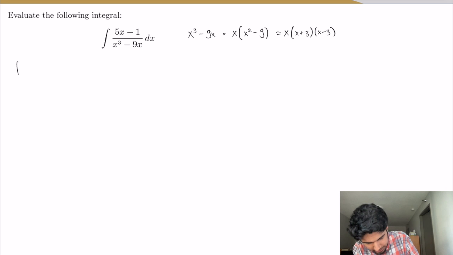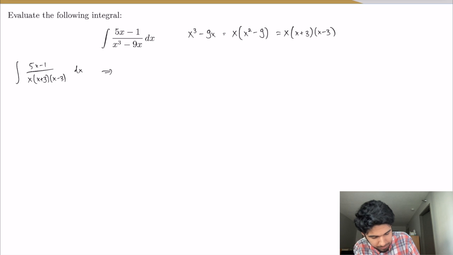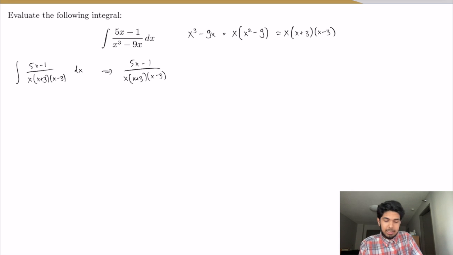So really, we're taking the integral of (5x - 1) over x times (x + 3) times (x - 3). And we're going to claim that we can decompose this fraction into the sum of some fractions. In this case, at least 3, because there are 3 distinct terms in our denominator. So let's find these fractions. Let's look at the first term, which is x.